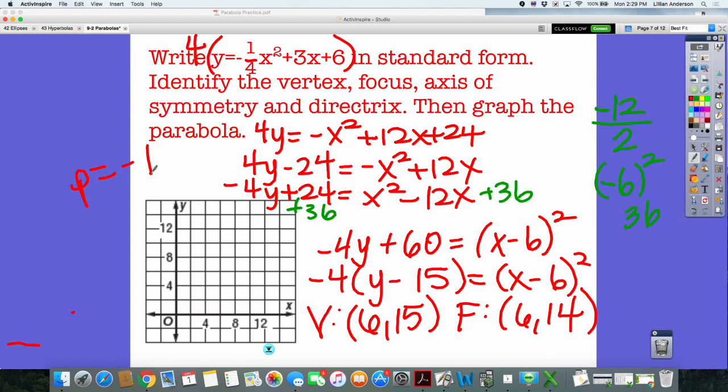Since P is a negative 1, technically we're subtracting. I don't see how you got 14 unless I'm looking at the wrong thing. It's 15 minus 1. Make sure that you have the equation for it. Where'd you get the 1? From here. Remember, to find P, you set 4P equal to whatever this number is.